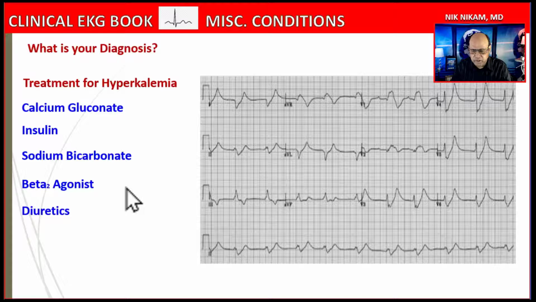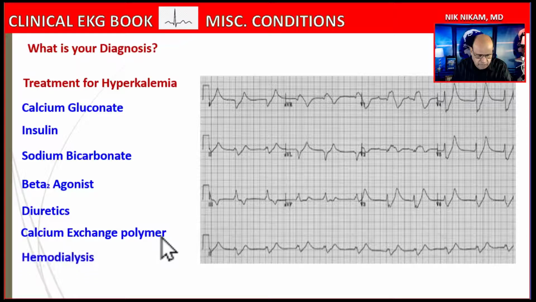Diuretics, of course, they work, and they work fine, but none of these will bring the potassium level down as quickly as a calcium exchange polymer or even hemodialysis. We have hemodialysis, and there's another one, Patiromer, which is a new agent. So there are various options available, but it all depends upon how quickly we want to bring the serum level down.